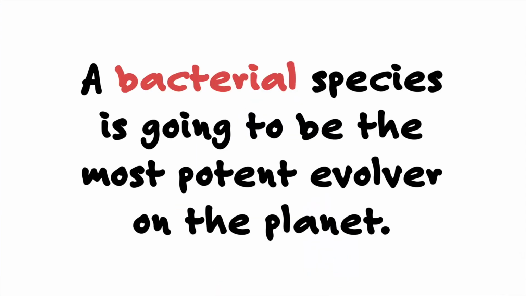Why do we care about that? Well, if you want to get these complex adaptations, you need mutations to happen. And so we're concerned with how they could happen as fast as possible. It's not going to be in a brown bear. It's going to be in a bacterial population. So all of these reasons add up to say that a bacterial species is going to be the most potent evolver on the planet by far.